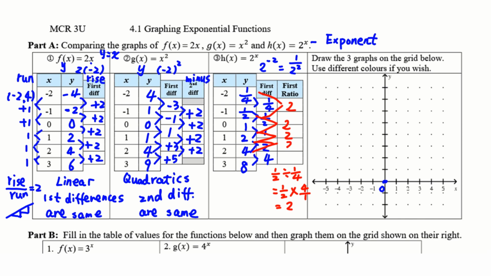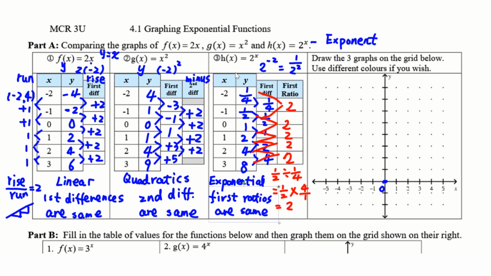4 divided by 2 gives you 2. 8 divided by 4 gives you 2. Then you will see for an exponential function, the ratios, the y values divided, are the same. So from table values, how can we determine an exponential function? We are going to find the first ratio, the division, to see if they are the same. If the ratios are the same, then we know that is an exponential function.